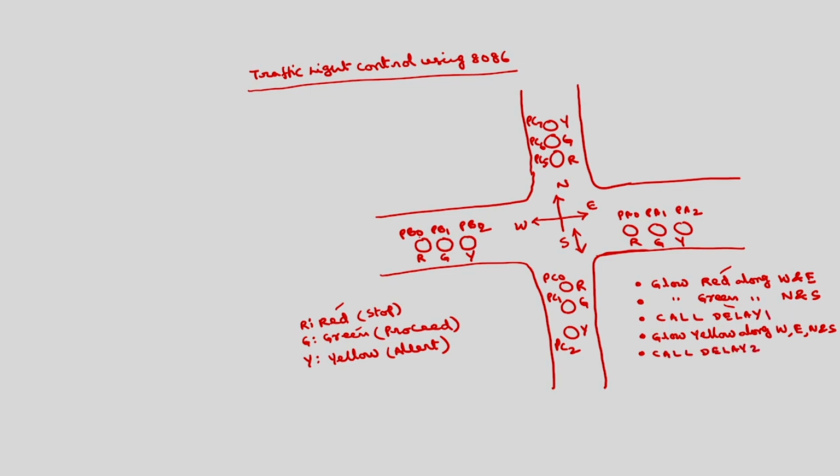Normally delay 2 will be less than delay 1, because yellow will be there for only a small amount of time. Then you have to reverse the procedure. Glow red along north and south, glow green along west and east. Again delay 1, because this delay from north to south and south to north should be equal to west to east and east to west. So call delay 1 only.